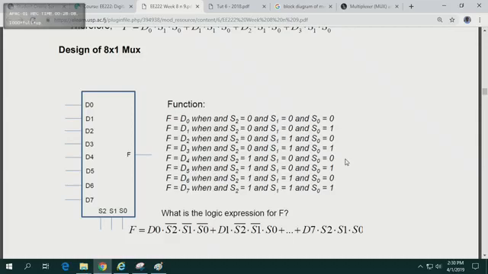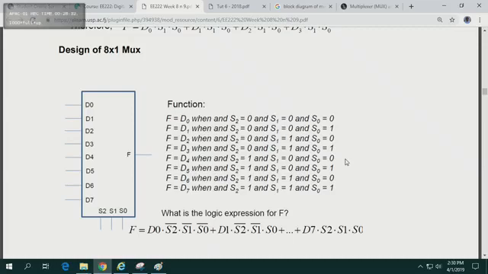Let's talk about our 8:1. So again, you've got your inputs: 3 selector lines this time, 8 data lines, and 1 output. So how many total inputs altogether? 8 plus 3 equals 11 inputs. If you were to draw the truth table, how many lines will there be on your truth table?